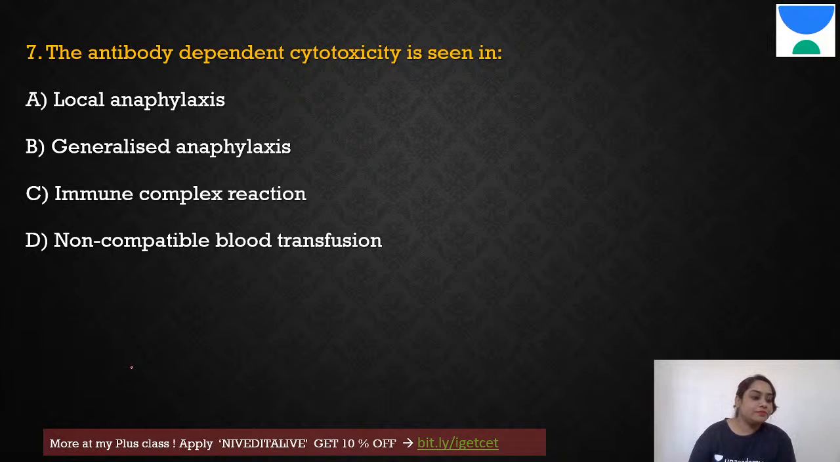So here it is non-compatible blood type. Because antibody and antigen are interacting, there is cytotoxicity. The cell becomes toxic. It is killed, right? So you see cytotoxicity there. So non-compatible blood transfusion is the answer for this one.